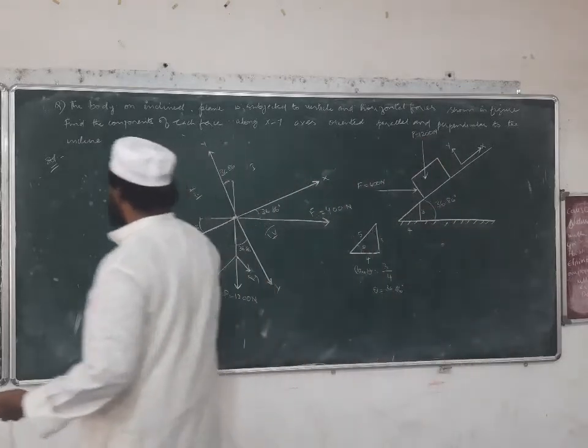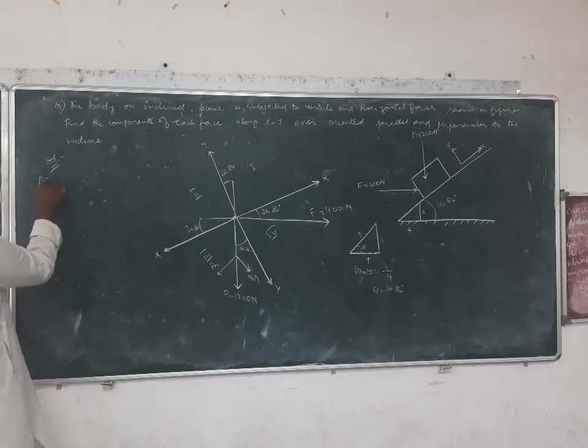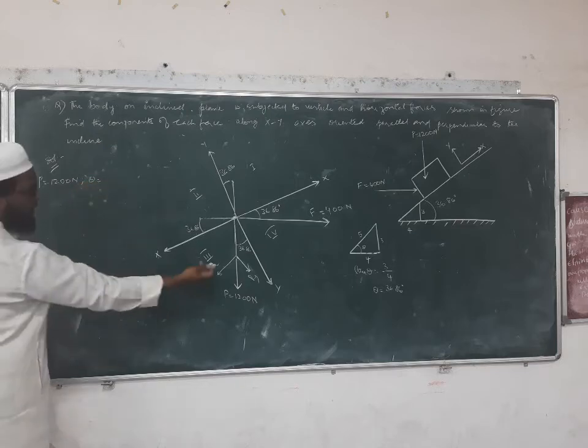So what is Px now? P is equal to how much? 1200 Newton, and theta is equal to how much we have?